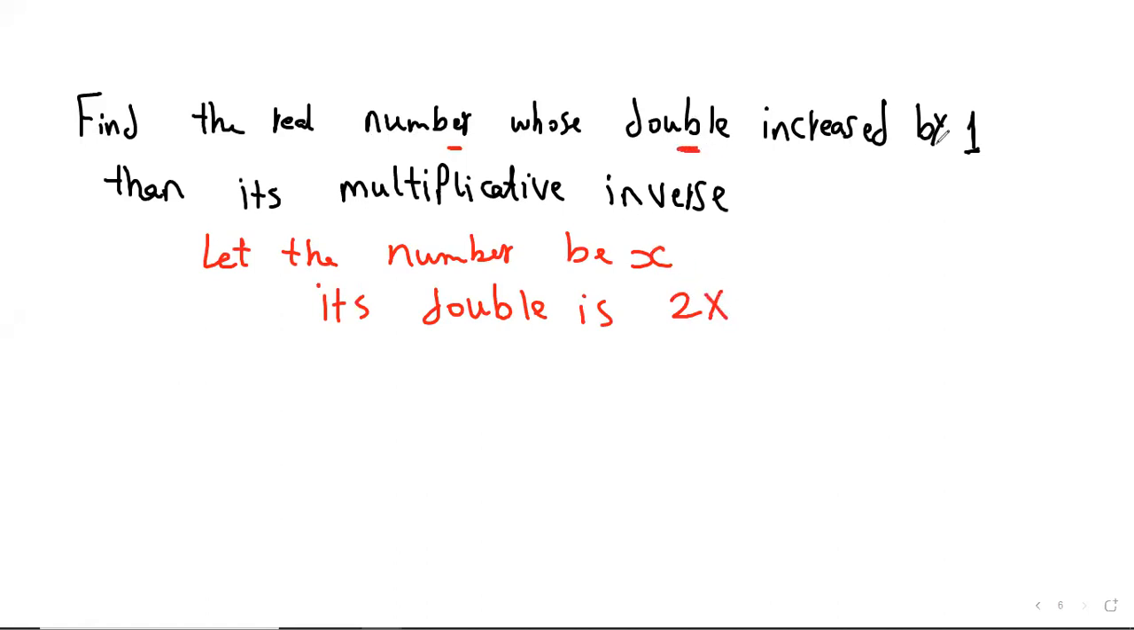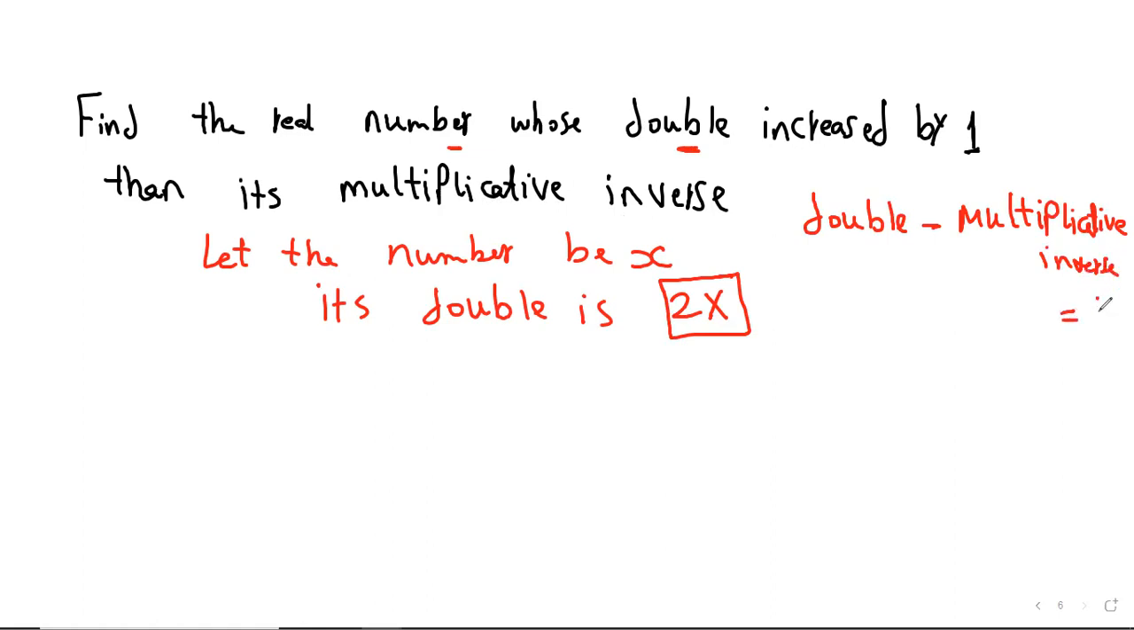Its double increased by 1, then its multiplicative inverse. So 2x, the double, as is written here, minus the multiplicative inverse equals 1. The double of the number increased by 1, then its multiplicative inverse. So what is the double of the number? The double is 2x minus. What is the multiplicative inverse of x?